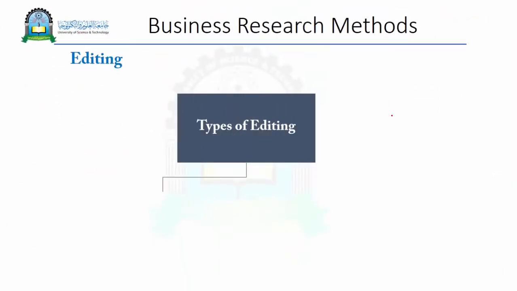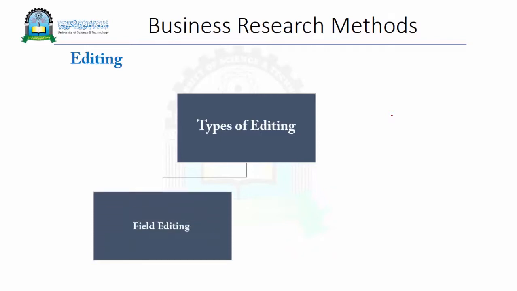We have two types of editing. The first type of editing is field editing. That means we edit while we collect the questionnaires back. So at the time of collecting the questionnaire, we need to edit and find out if there is anything missing or incomplete. We'll get it back to the respondent, asking him or her to complete it.